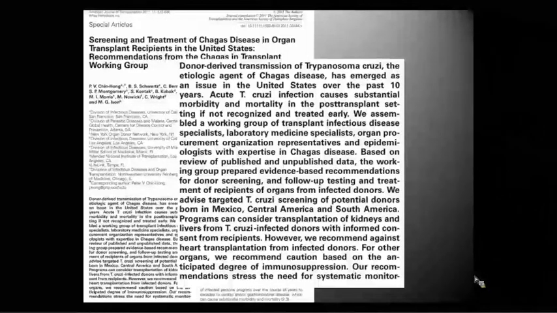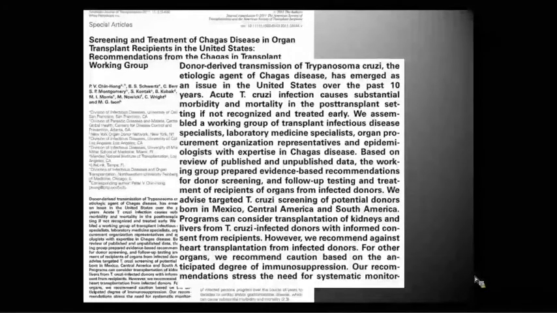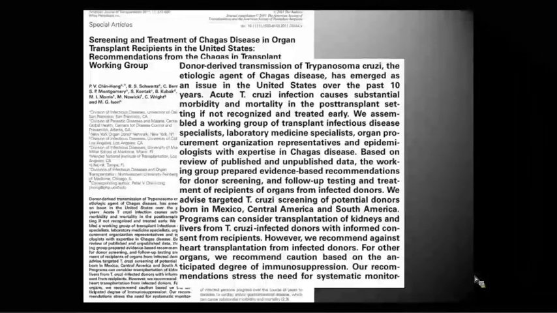I mean, the treatment is benznidazole, which is what's most commonly used, and it's only available through the CDC in the United States. So that's the route we have to go if we find this.